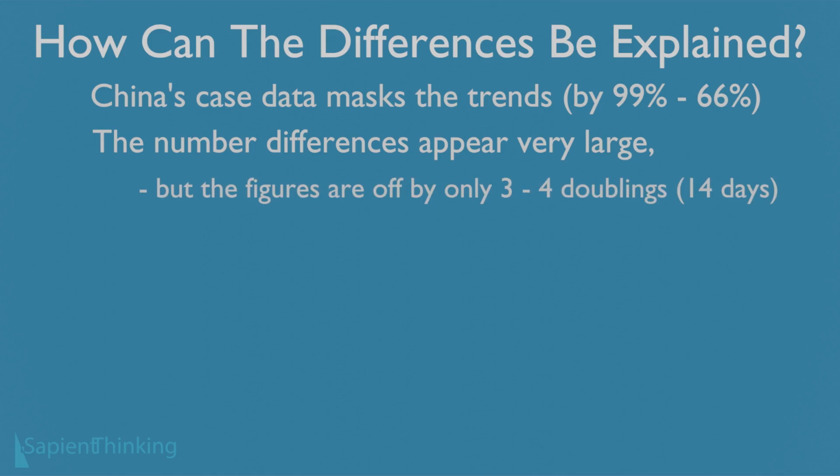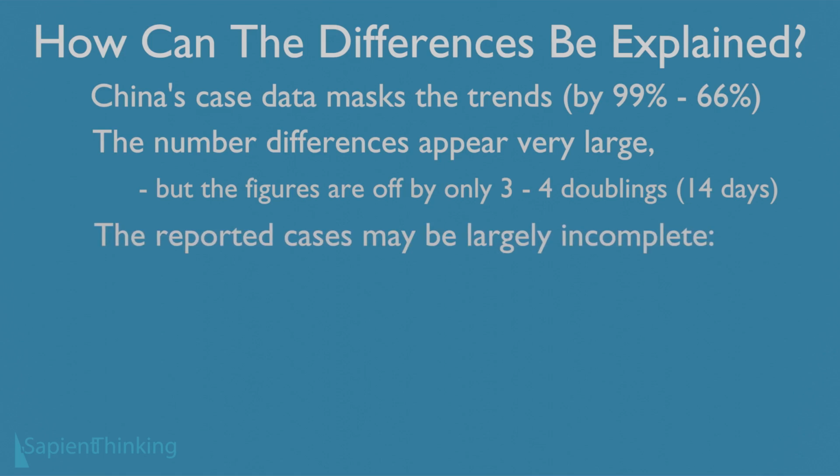However, these differences can themselves be explained in only 3 to 4 doublings. That is to say, the difference between the observed and predicted number of cases could be explained in discrepancies in recording cases in as little as 14 days. Additionally, the discrepancies between the predicted number of cases and reported number of cases could be explained if the reported cases were incomplete. There are a number of factors that could account for the reported cases being incomplete.